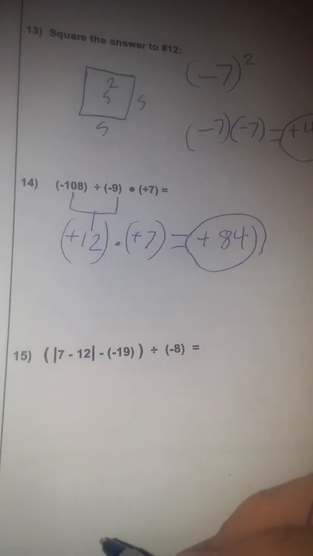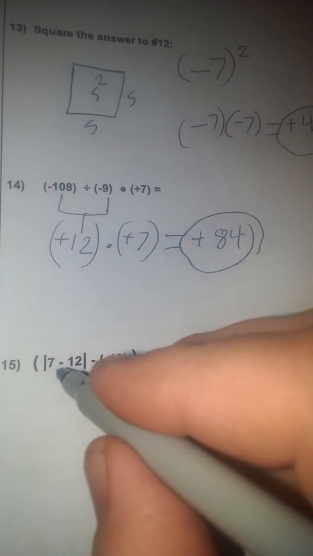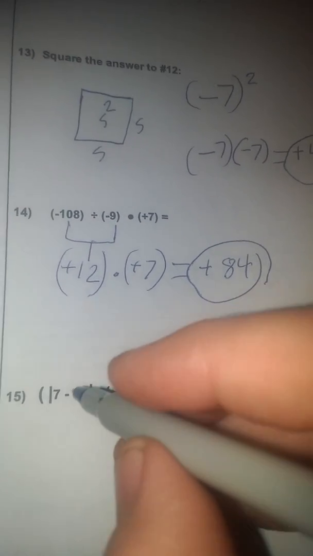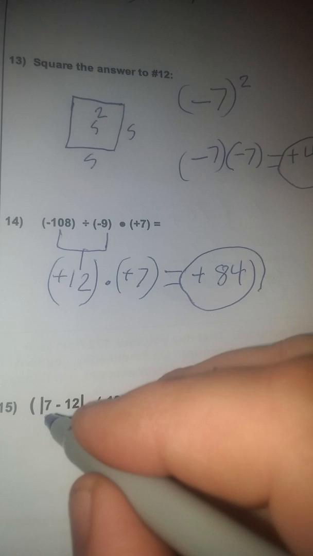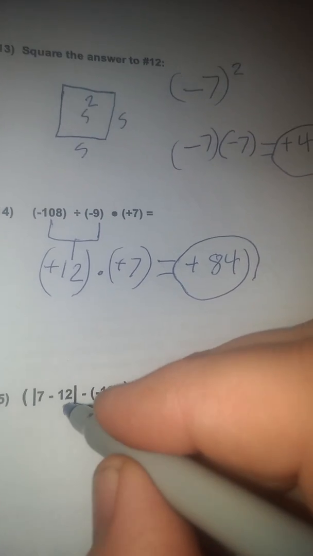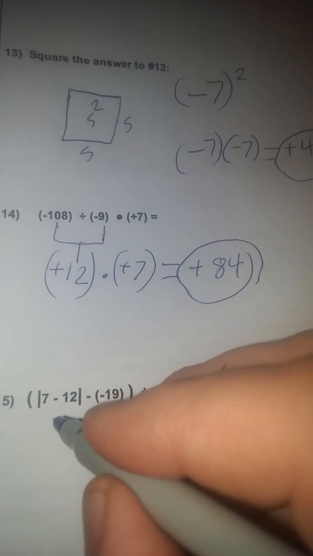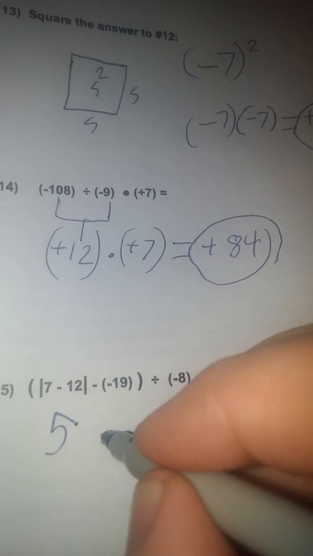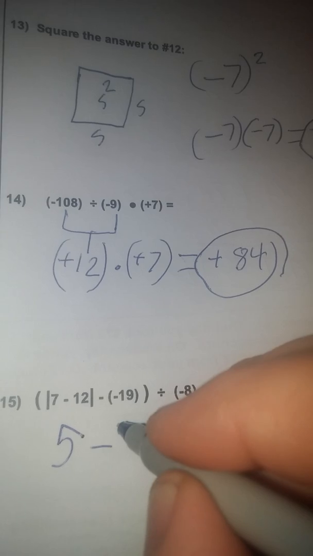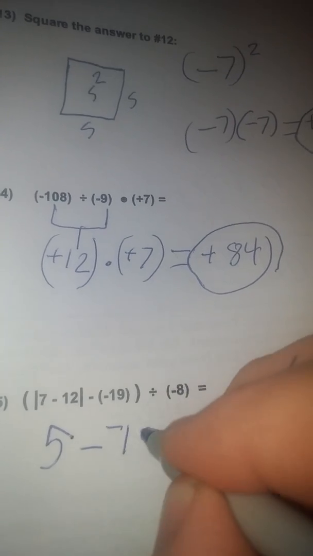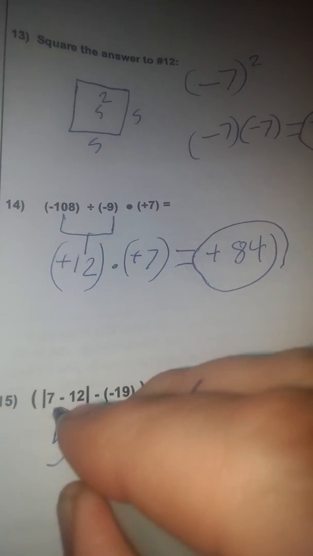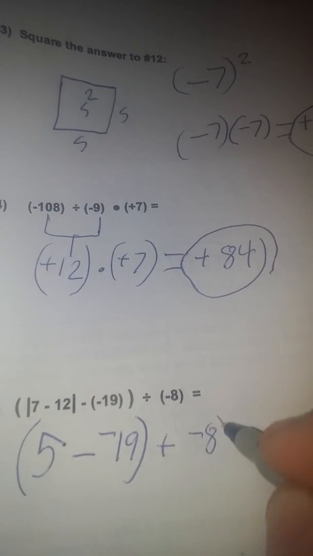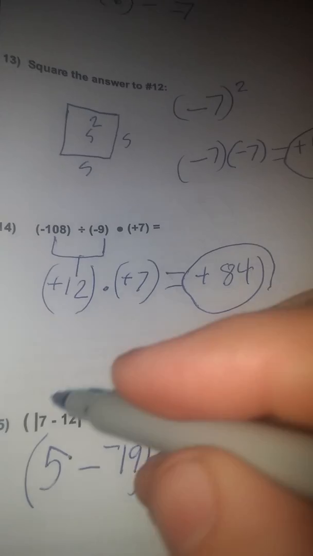All right, the last one, number 15. We have the absolute value of 7 minus 12. So 7 minus 12 would be negative 5, but since it's an absolute value, really we're just seeing how far apart 7 and 12 are, and we don't care which direction, so it is positive 5. So that simplifies to positive 5, and now that's minus negative 19 in parentheses, and that's going to be plus negative 8. Okay, let me go back for a second.